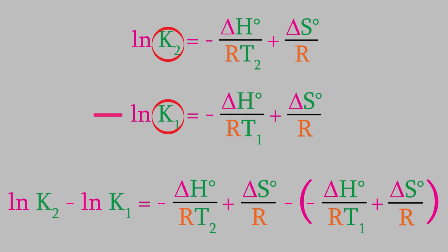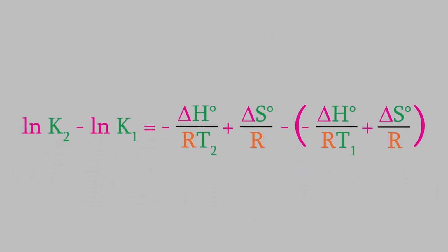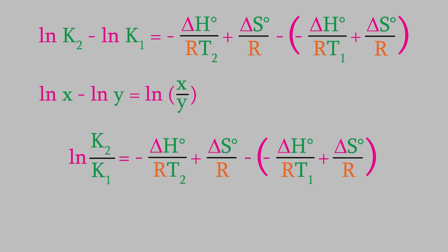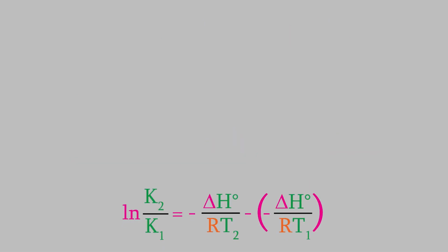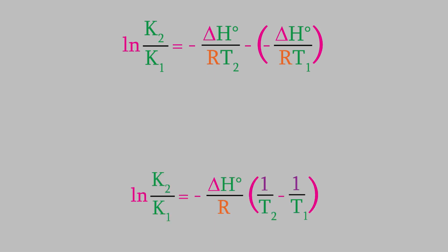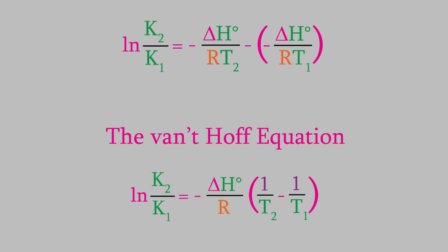We can simplify this equation quite a bit. First of all, remember the difference between two logarithms is just equal to the logarithm of the quotient of the terms, so we can rewrite the left side this way. Next, notice that the terms containing the entropy on the right side will cancel out, so we can drop them from the equation. Finally, let's factor negative ΔH° over R out of the remaining terms. That leaves us with this equation, which is called the van 't Hoff equation.